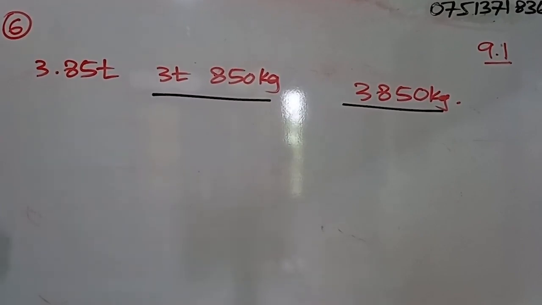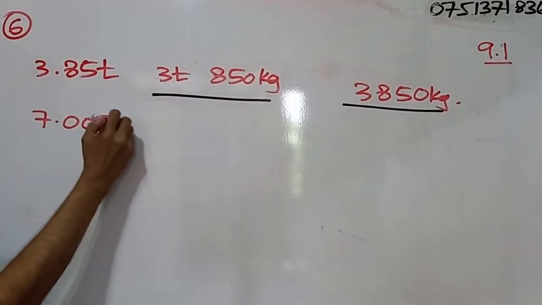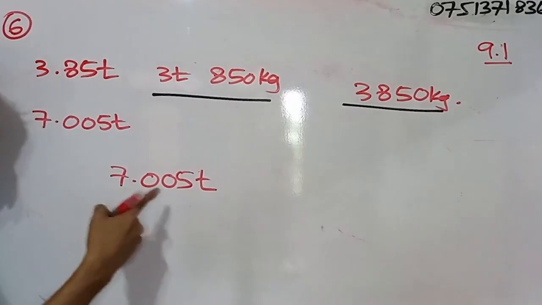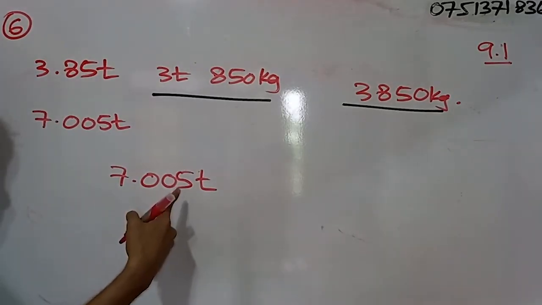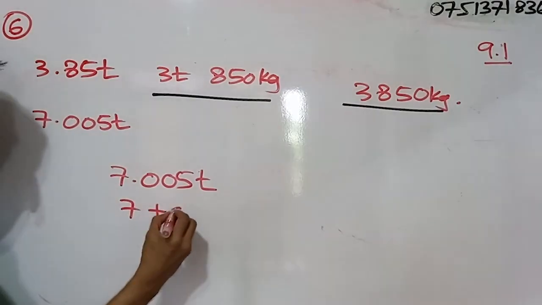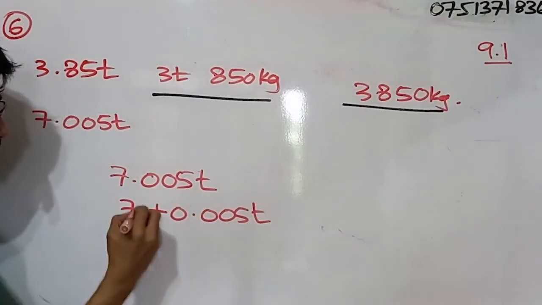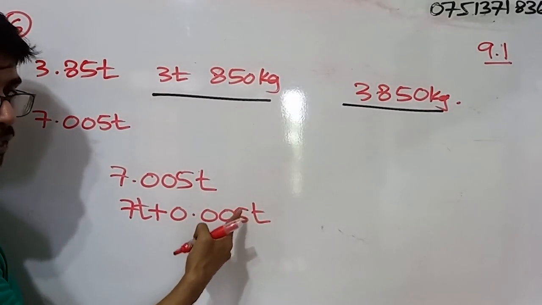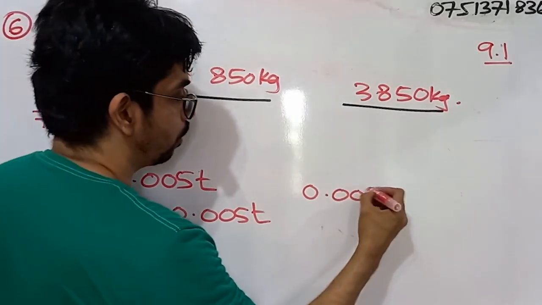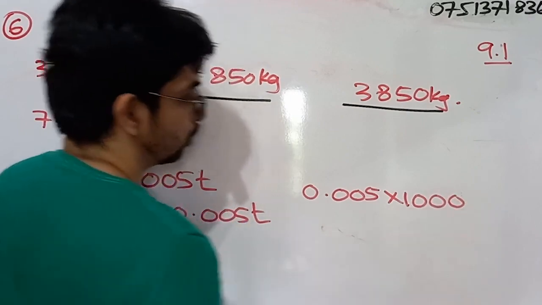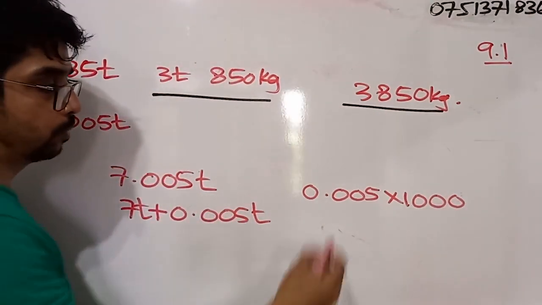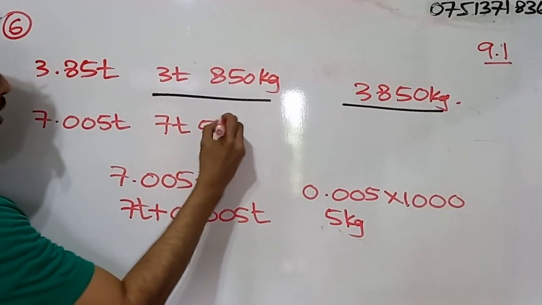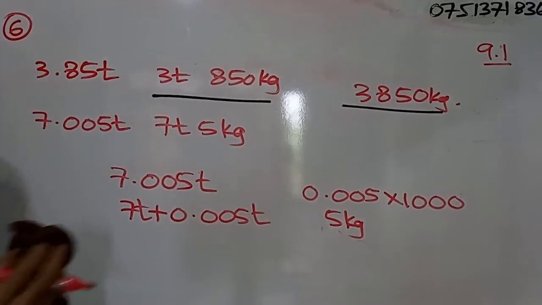The next one we have 7.005 tons. So these are tons. When I convert this into tons and kilograms, first of all, I can break this into 7 and 0.005 tons. All of these are tons. Then I can convert 0.005 into kilograms by multiplying it by what? 1000. So this becomes 5 kilograms. So 7 tons and 5 kilograms. That is the answer.